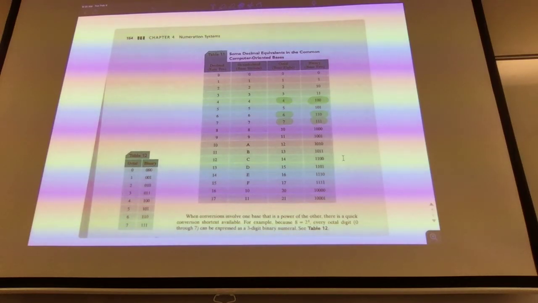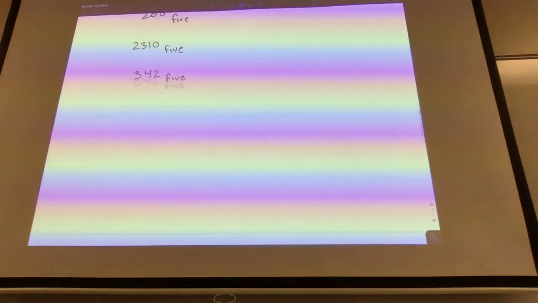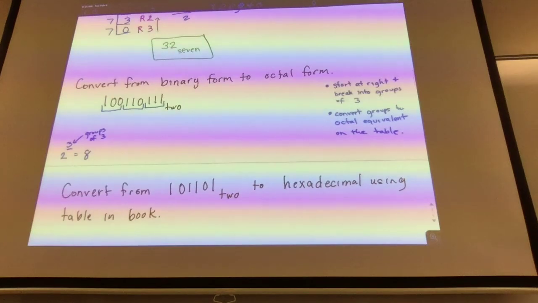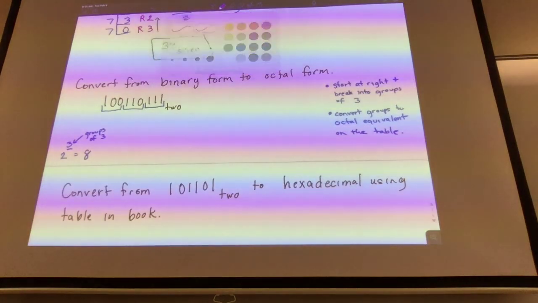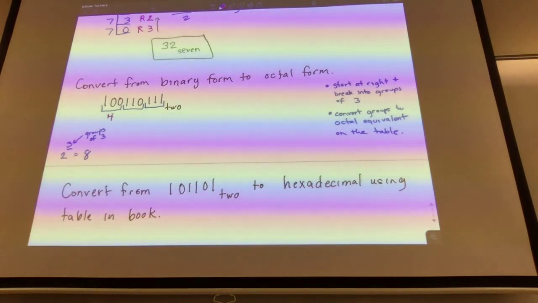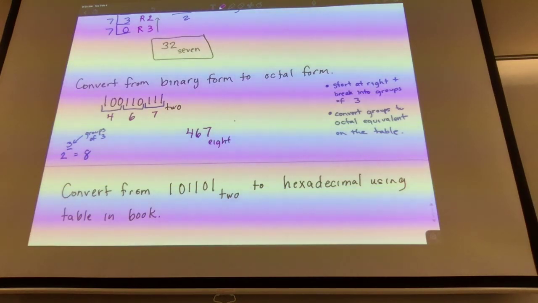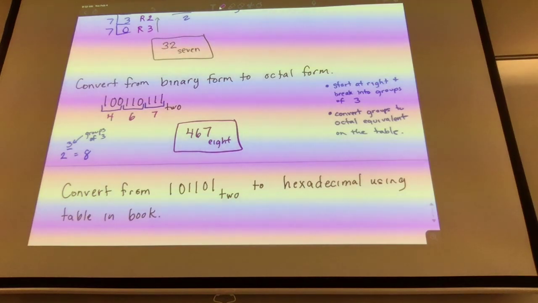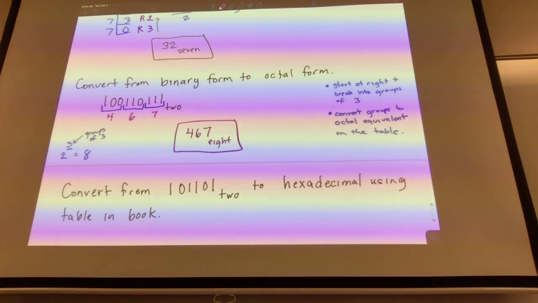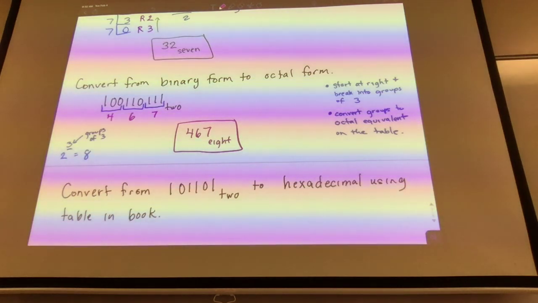So keep those down on your paper and let me go back up so I can fill that in. So we said that this one was 4, this represents a 6, and this represents a 7, so it's 4, 6, 7. Octal is 8. Base 8. So we went from a base 2 to a base 8. And you have to have the table for that.